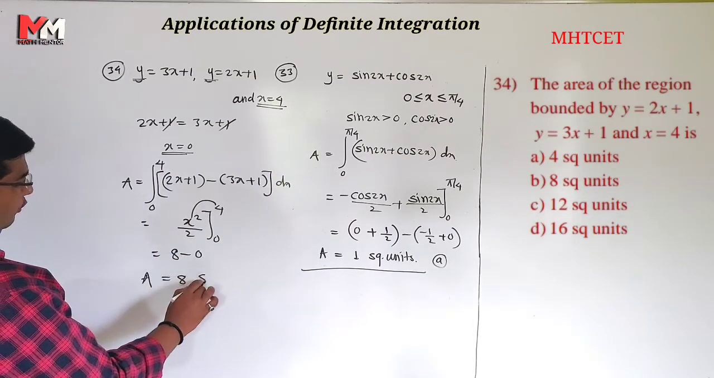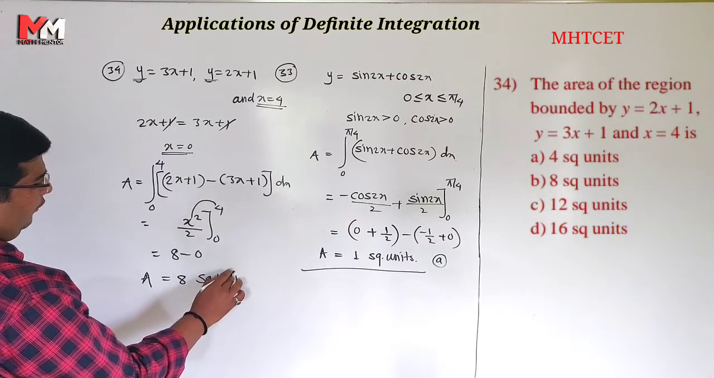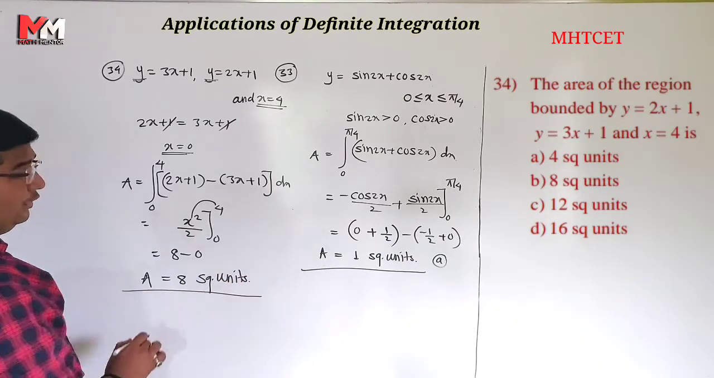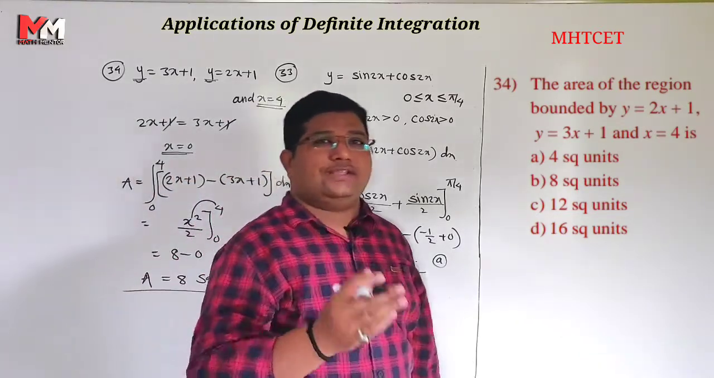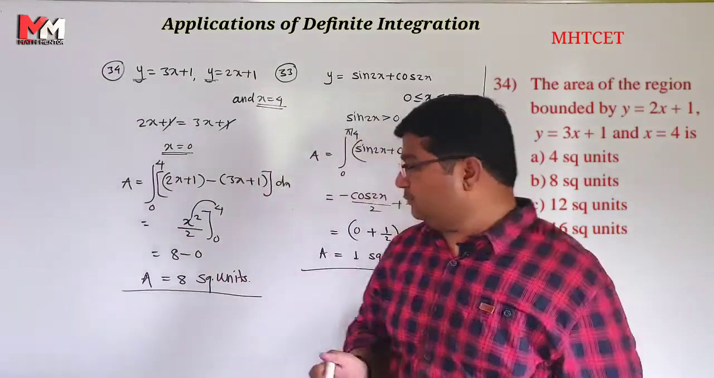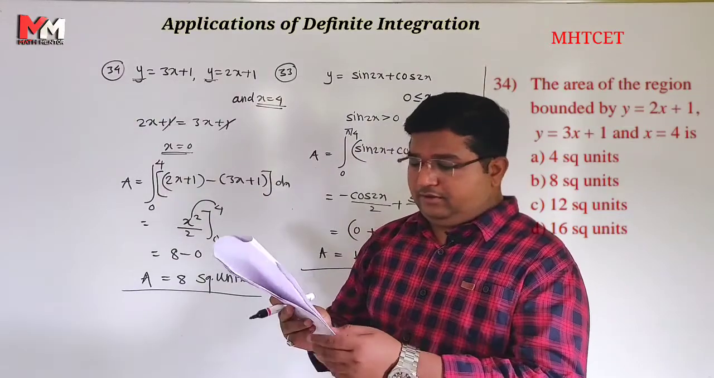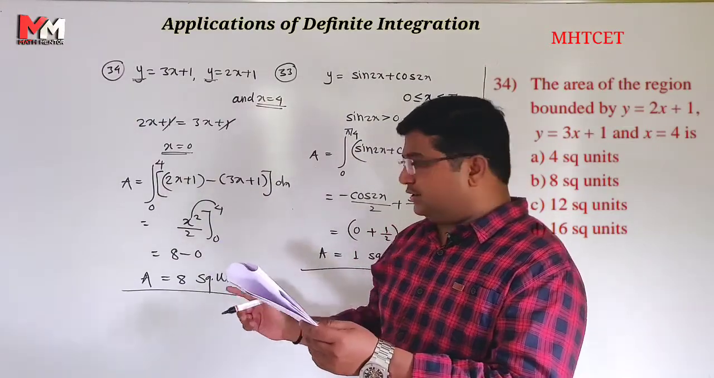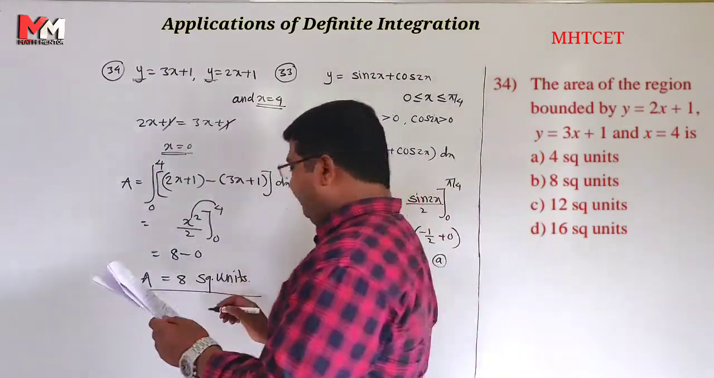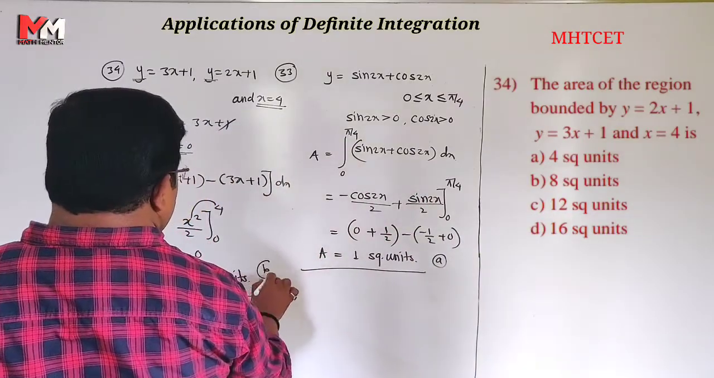It's a very simple process to find the area bounded between two lines. The two lines are 2x plus 1 and 3x plus 1. So the answer is 8 square units. What is the answer of 34? B. Okay, it's very simple.